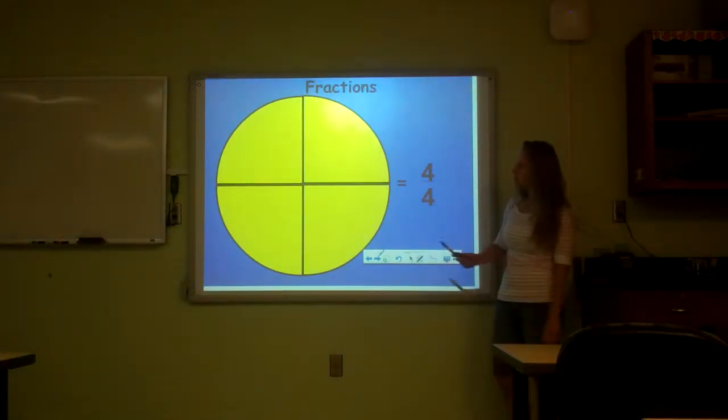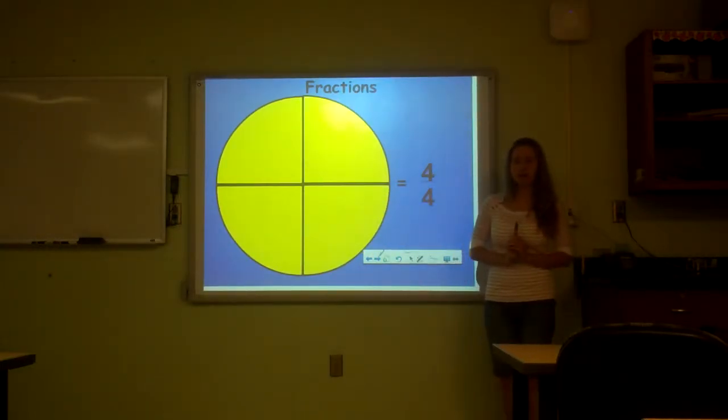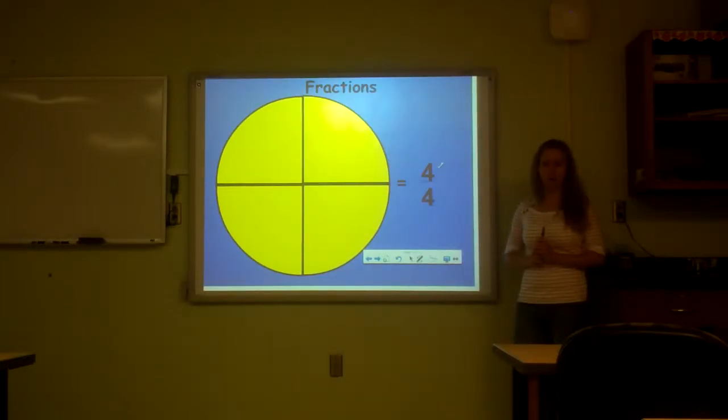Okay, so if I have one whole circle and I divide it into 4 parts and I'm talking about 4 parts, I'm going to write it as 4 over 4.